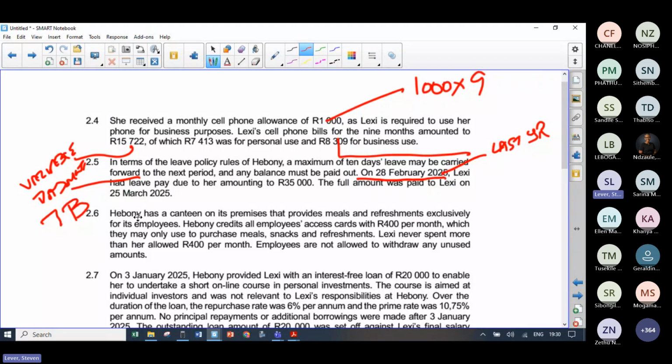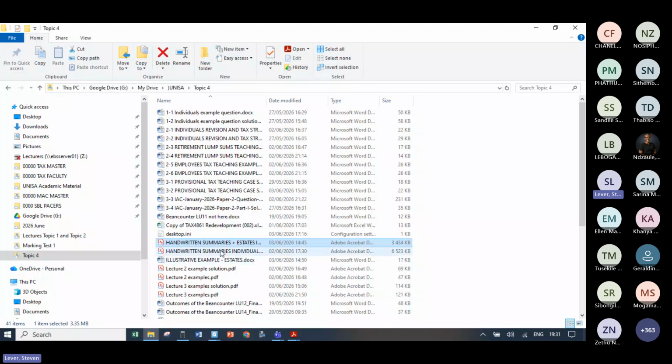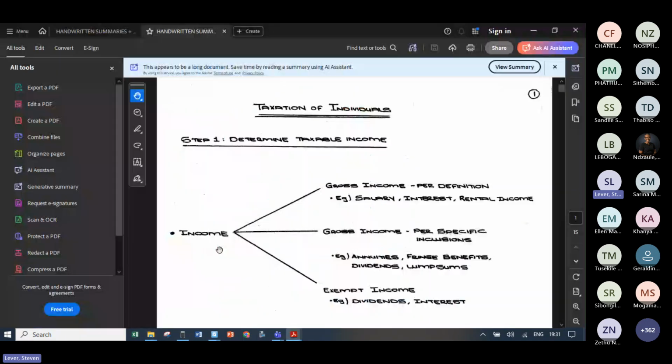It says, Hebony has a canteen on its premises that provides meals and refreshments exclusively for employees. Hebony credits all employees' access cards with 400 Rand per month, which they may use to purchase meals, snacks and refreshments. Lexi never spends more than her allowed 400 Rand per month. All employees are not allowed to withdraw any unused amounts. Sorry, guys, I didn't open it up. Let me just open it up.